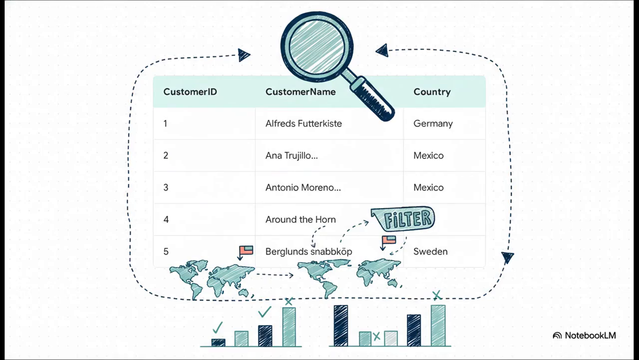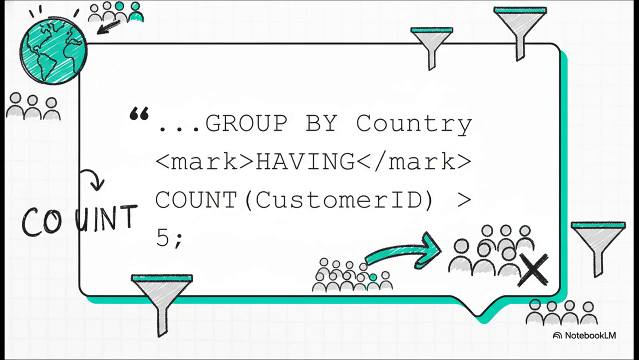Okay, so we're going to be using this standard customers table. Pretty straightforward. You can see we have customers from all over the world. Our goal here is to count up the number of customers in each country, but we only want to see the countries that are our biggest markets. So here's our mission. Find countries with more than 5 customers. We start by telling SQL to GROUP BY country. That creates our buckets. But the real magic is this last line, HAVING COUNT(CustomerID) > 5.